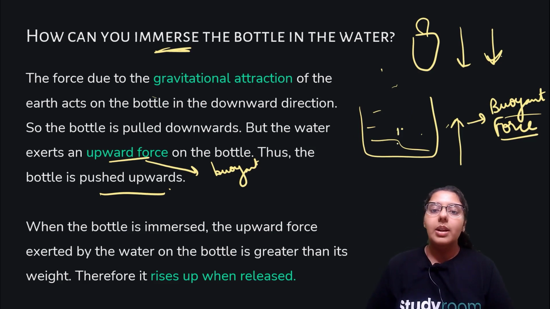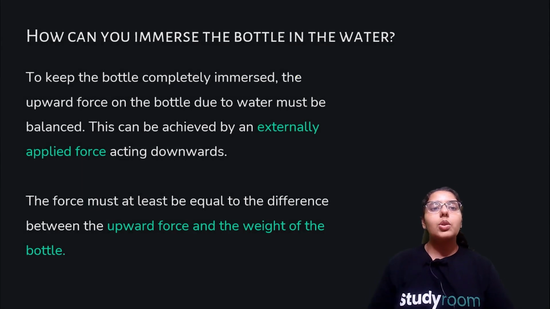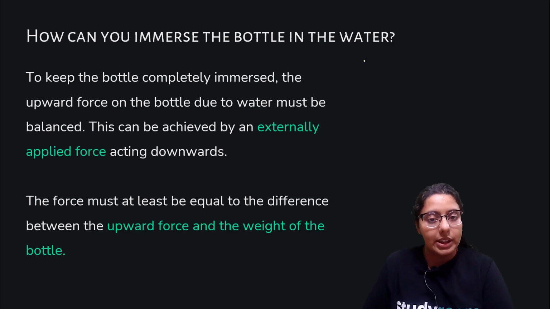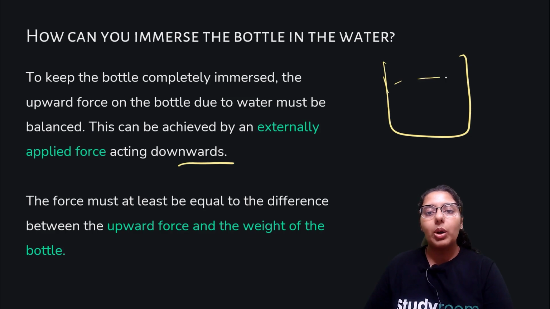Right? Why so? Because there is one upward force acting on it, that is your buoyant force. So how can you immerse the bottle in the water? To keep the bottle completely immersed, the upward force on the bottle due to the water must be balanced. This can be achieved by an externally applied force acting downwards. Right? You want to completely immerse the bottle in the water?